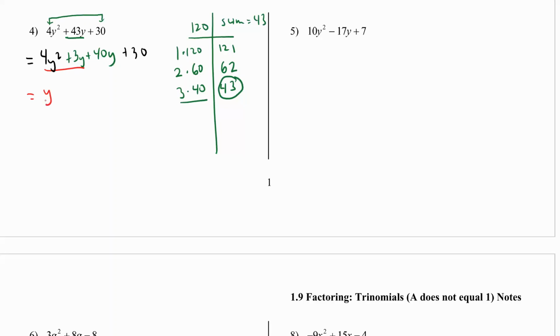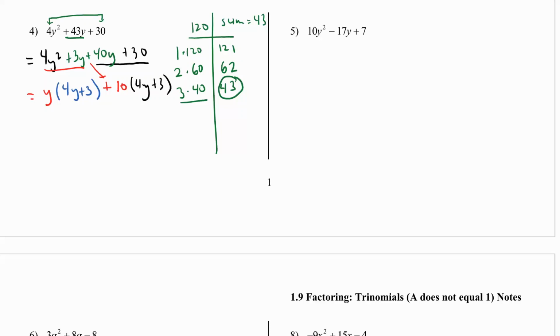If we do the GCF of the first 2 terms, the biggest thing we can divide both of those terms by is y. After we do that, we're left with 4y plus 3. Then we'll bring down that plus sign, and then we'll look at the next one. The biggest thing we can divide both 40y and 30 by is 10. When we divide both of those terms by 10, 40y divided by 10 is 4y, and 10 divides into 30 3 times.